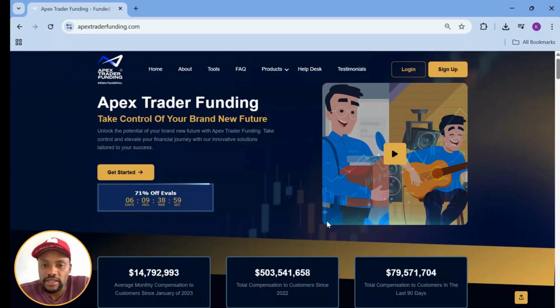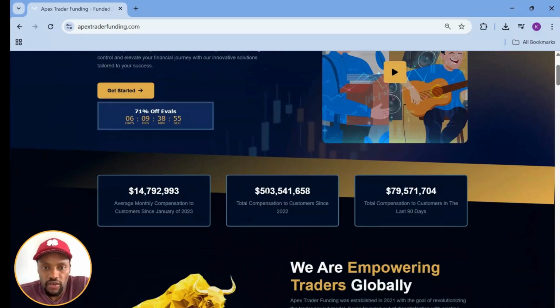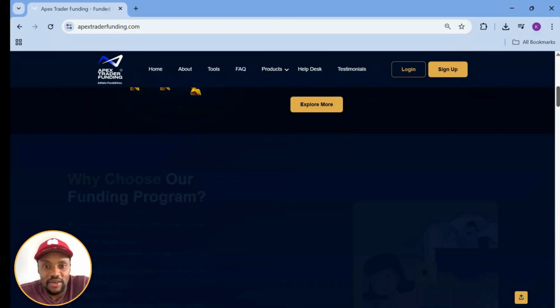So with Apex, as you can see, they've given out quite a lot of money in terms of compensation to their traders. About $500 million has already been distributed out as payouts, which is great because you always want to work with the prop firm that you know has a lot of customers and also pays out.